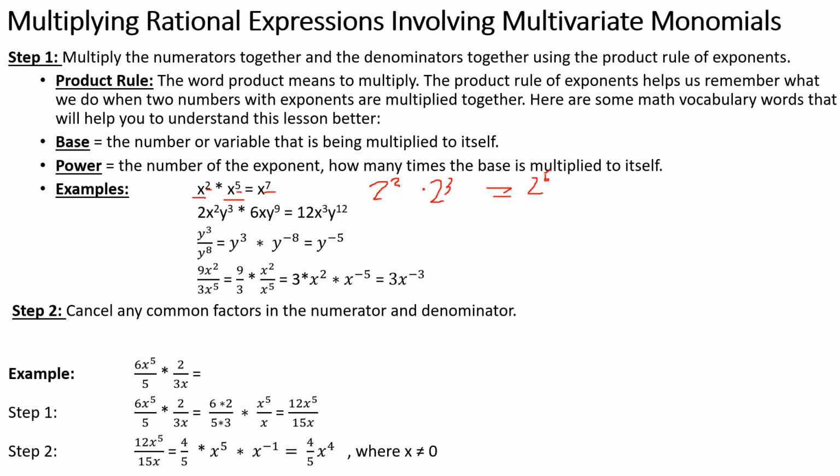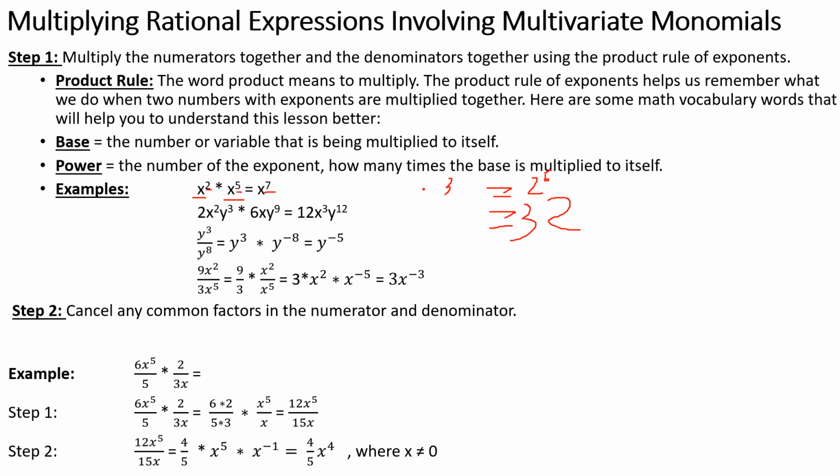Well, 2 squared is 4. 2 to the third is 8. 2 times 2 times 2 is 8. And then 2 to the fifth is 2 times 2 is 4 times 2 is 8 times 2 is 16 times 2 is 32. And 4 times 8 is 32. So this is why we do this.